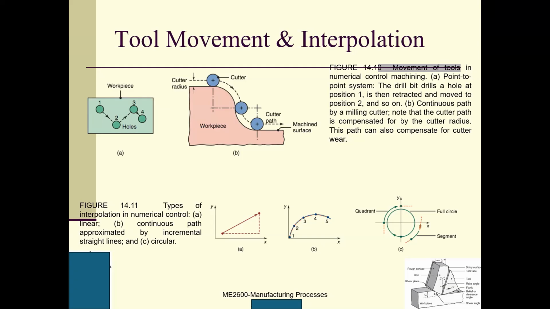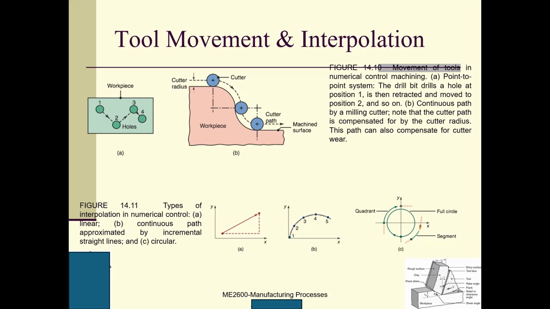And B is a continuous path approximated by incremental straight lines. Here, move from here, go here, and go here. This is the tool path and how the tool is moving. That is what's called tool path or cutter path. Here is the cutter radius, and here is the center of the cutter.